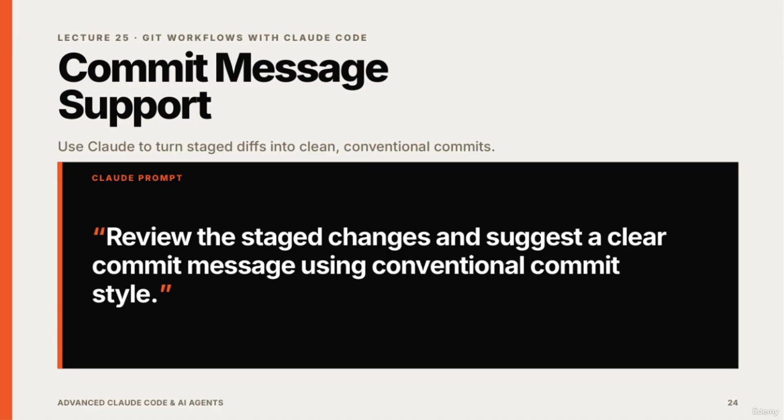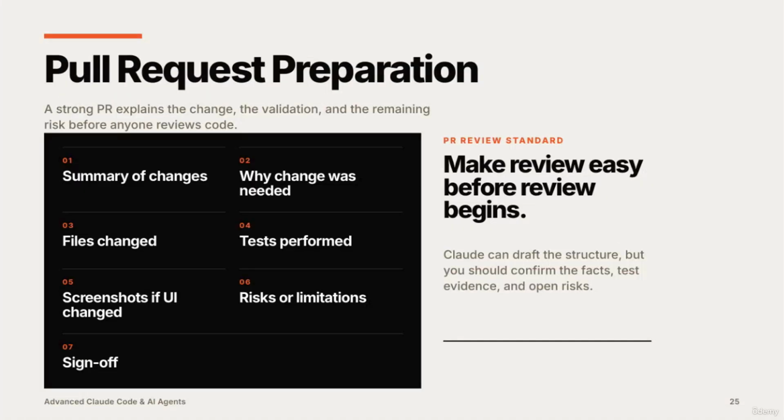When preparing a pull request, it's important to make it as clear and comprehensive as possible before anyone starts reviewing the code. A strong pull request should explain the change itself, the validation that has been done, and any remaining risks. This way, reviewers can understand the context easily and focus on the quality of the code.